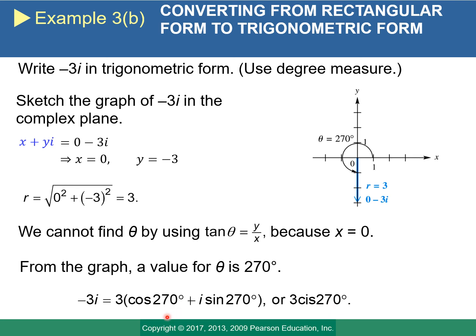And real quick, if you wanted to check, we can just check on our own really fast to see if you converted correctly. Cosine of 270 is 0 if you look at your unit circle or use your calculator. Sine of 270, again from your unit circle or your calculator, is negative 1. And so you have 3 times 0, so that's 0, plus 3 times i times negative 1, so that's just negative 3i. So that's a good way to check to see if you did this correctly.